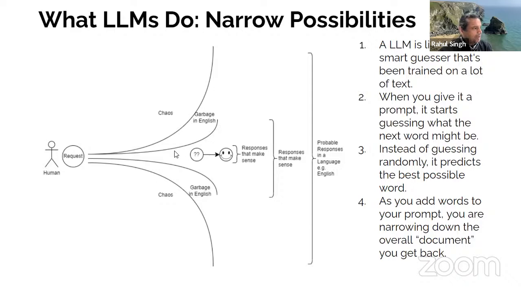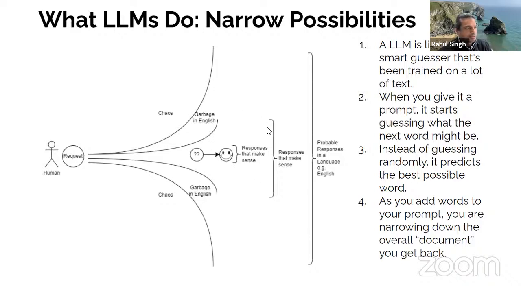So as the models got better and better, they take the probable responses in, let's say, a particular language, in English, and as you give it words, it narrows down the probable responses, right? And in this world, there's a bunch of responses that make sense in terms of they're in English, but they don't make sense. There are responses that do make sense. And then there are responses that make sense for you. So the better you give it an input, the better prompt you give it, the better document you get back. And every word you add to your prompt basically reduces the universe of what can come back to you.